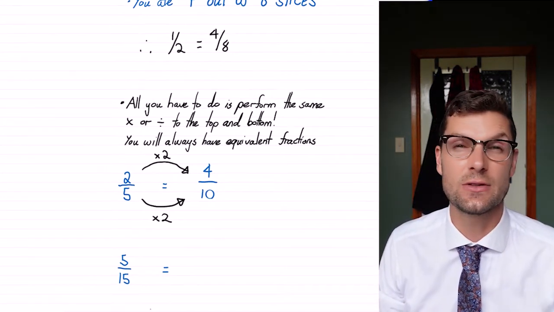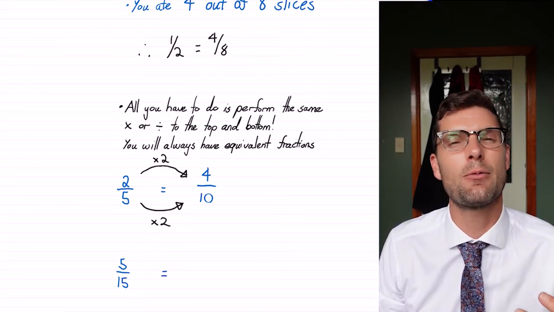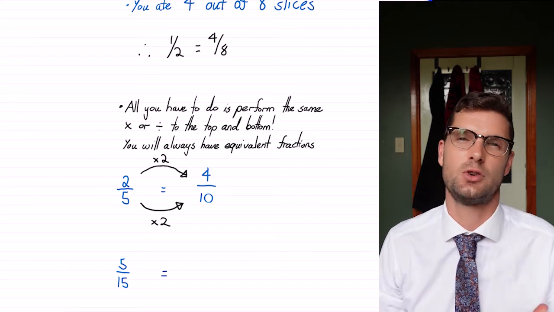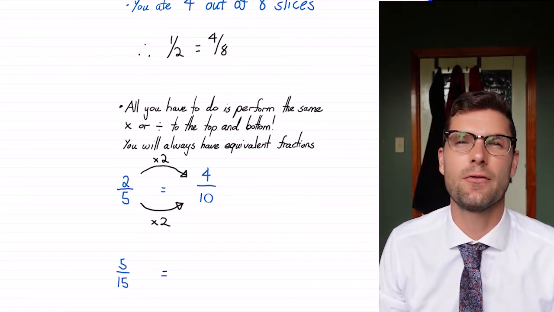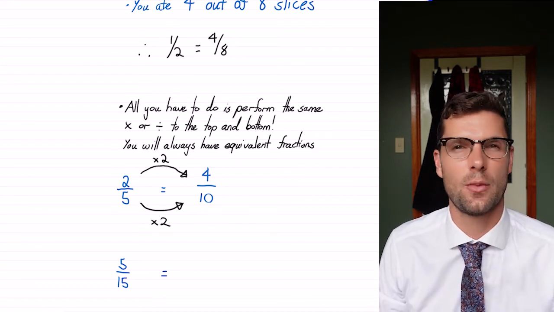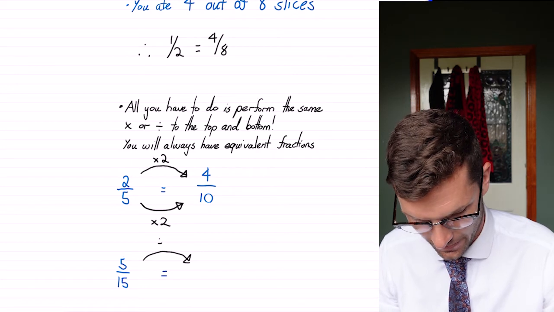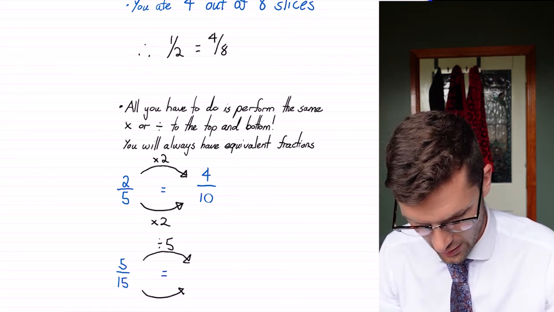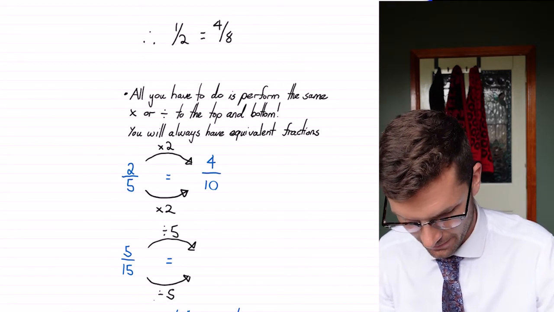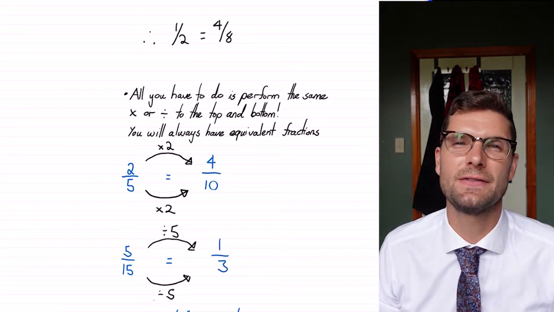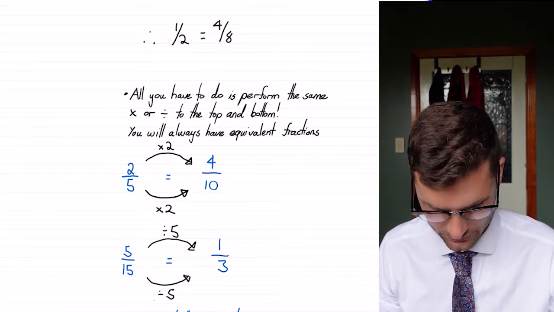We can also do this with division. When we use division, the only thing we've got to look for is can we find a common factor between the numerator and the denominator. So for this example here, I've got 5 over 15. I know that 5 is a common factor for both. So if I divide the top by 5 and divide the bottom by 5, I'm going to be left with 1 over 3. So 5 over 15 is the same as 1 over 3.